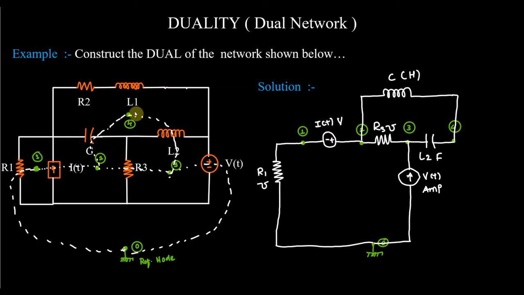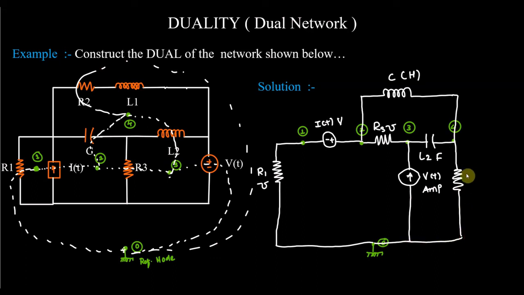Now 4 is remaining. So you can see that in the fourth one, there is a self element. The first is R2. So this R2 will be connected like this. Fine. The resistance will become a conductance like this, and this will become R2 mho.